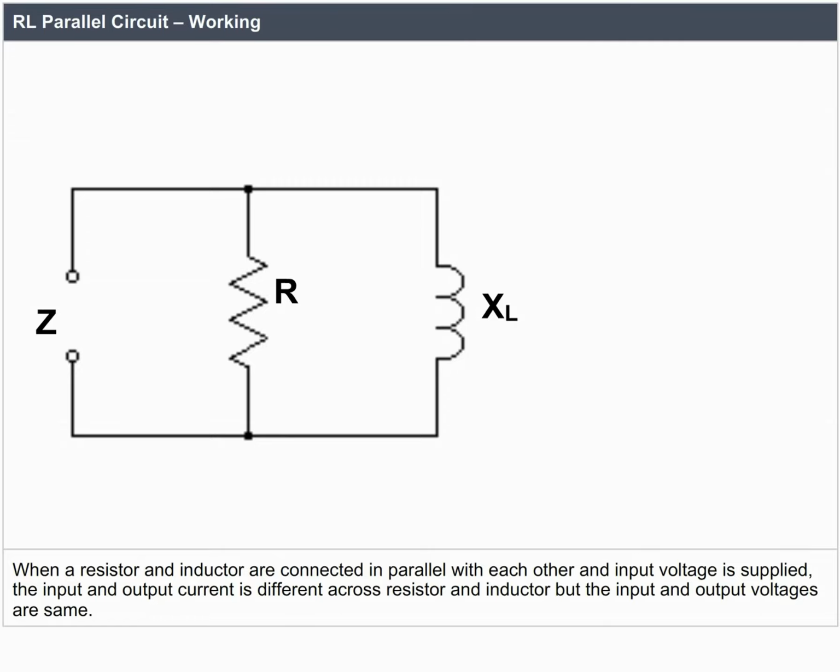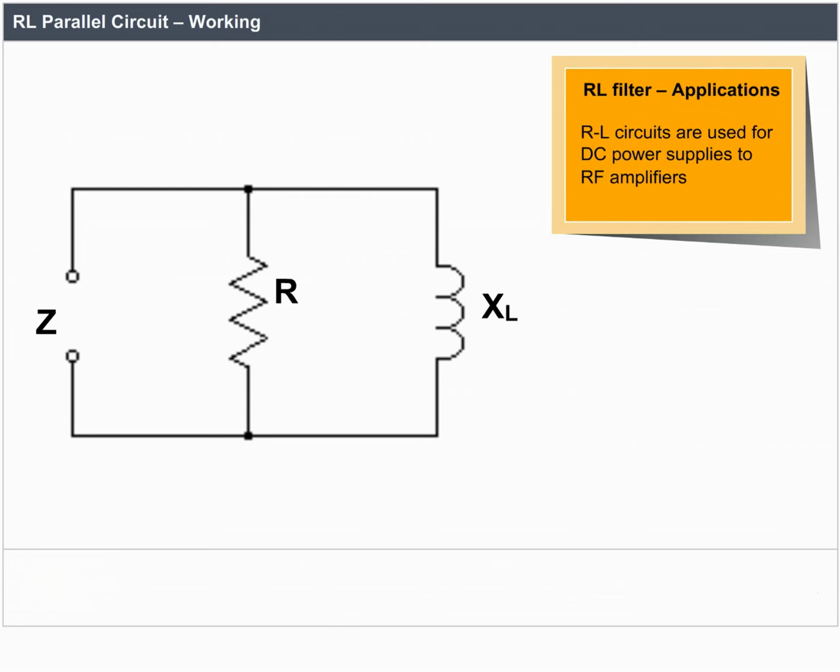When a resistor and inductor are connected in parallel with each other and input voltage is supplied, the input and output current is different across resistor and inductor, but the input and output voltages are the same. RL filter applications: RL circuits are used for DC power supplies to RF amplifiers.